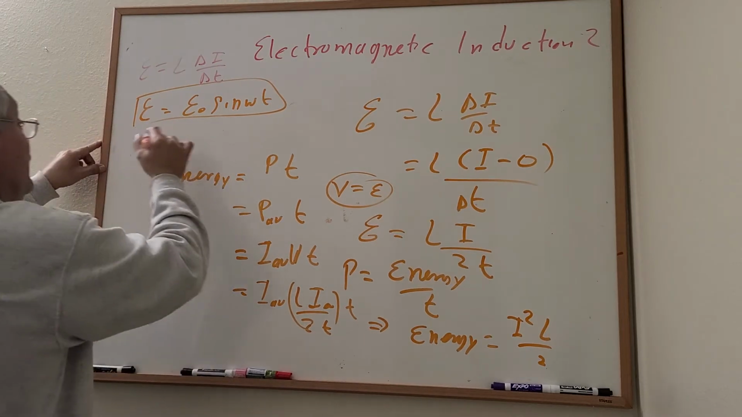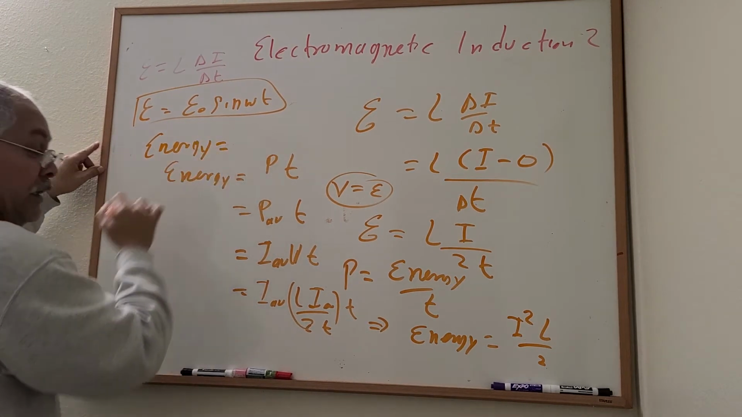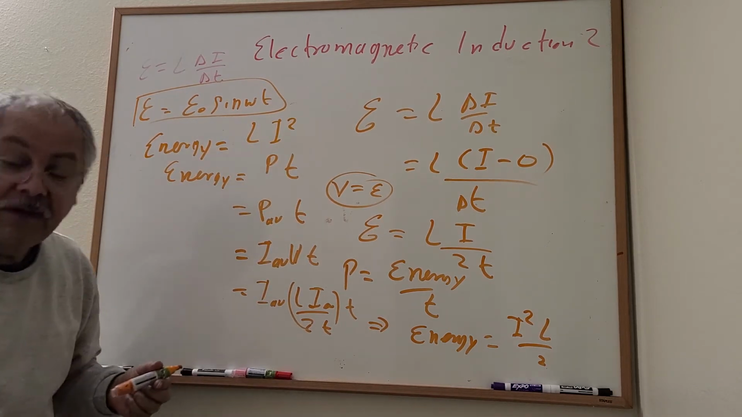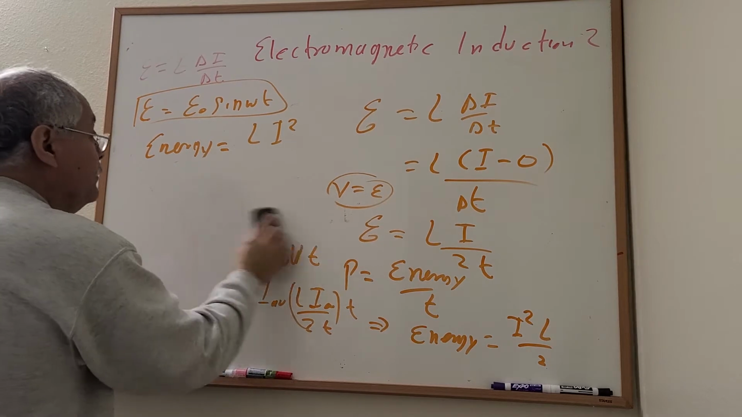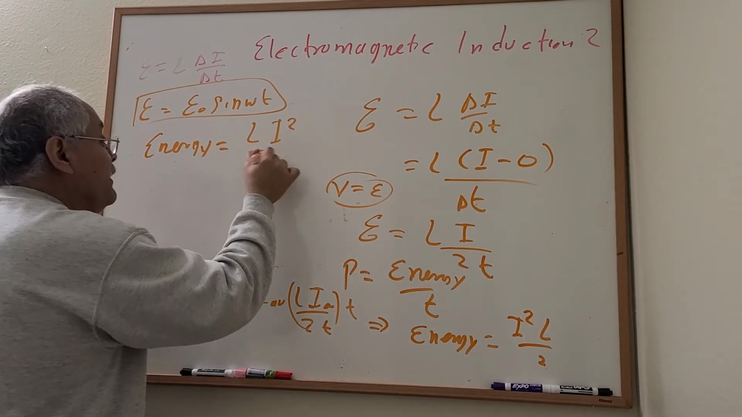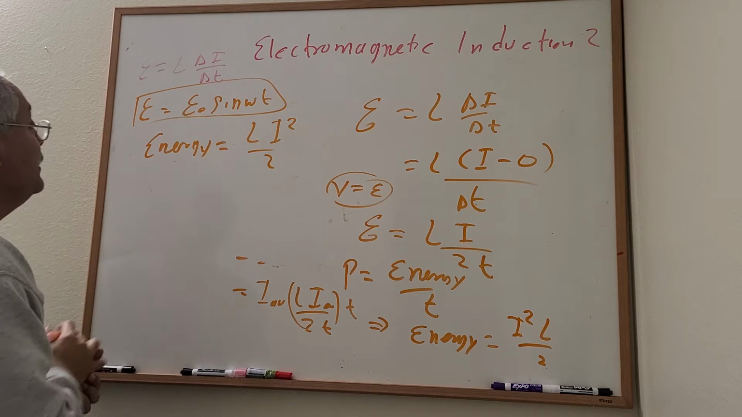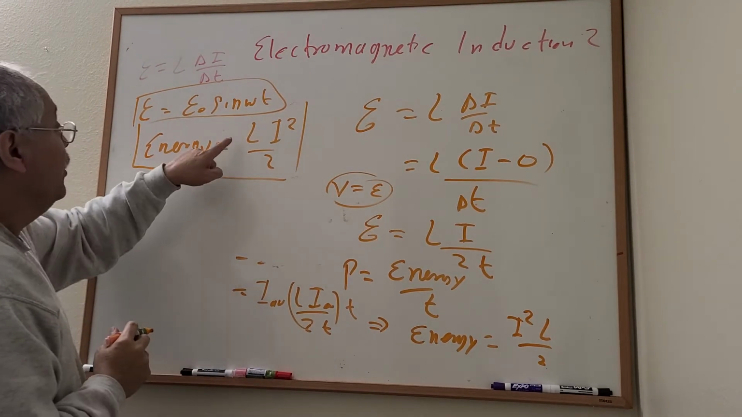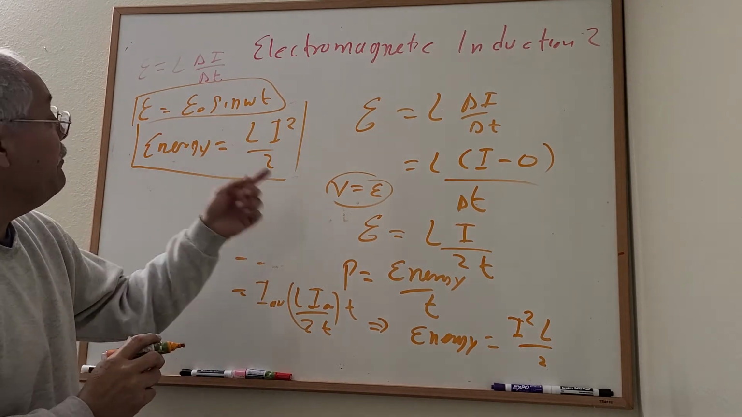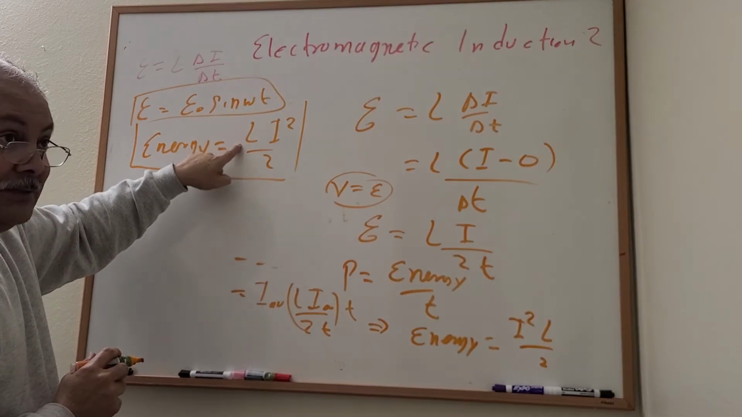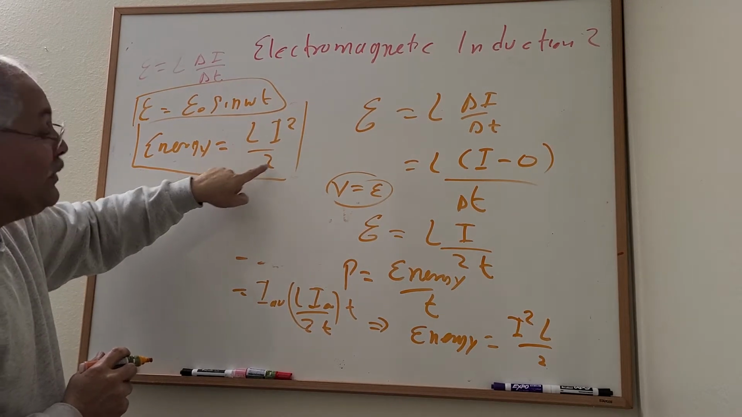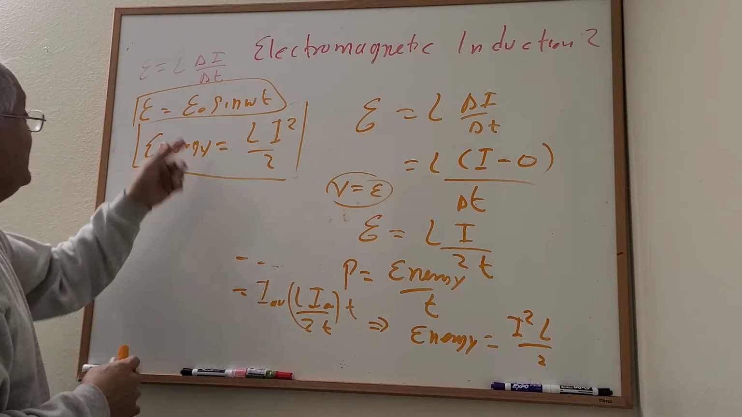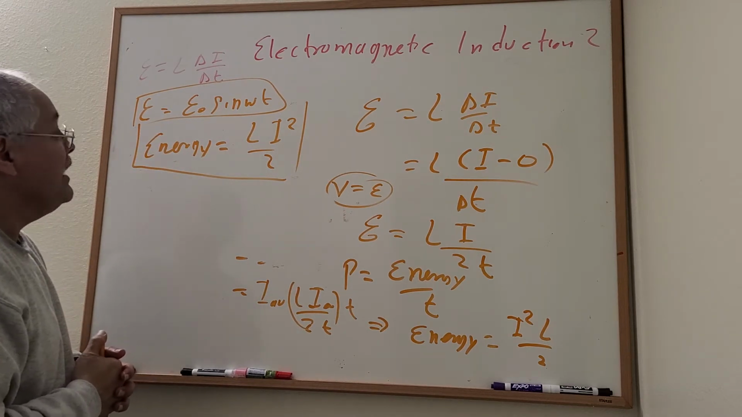So the energy stored in the inductor is equal to the inductance times current squared divided by 2. Again, this is the average current. Got it? One more time. Remember that the energy for the capacitor was capacitance times charge squared divided by 2. They have the same form. You can check this on the formula sheet. Correct. Okay, and this is again the energy stored in an inductor.